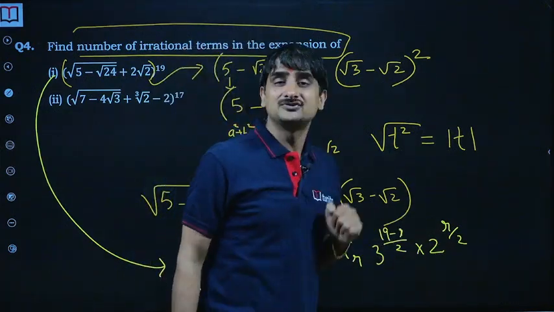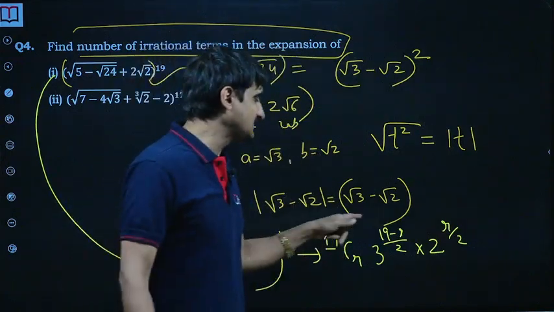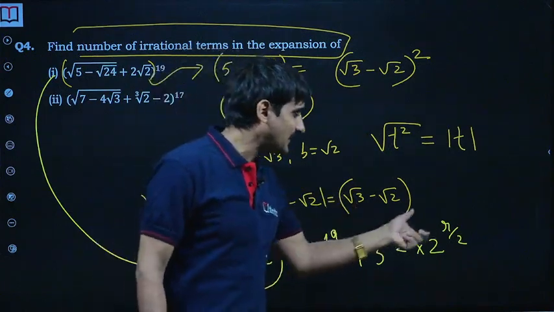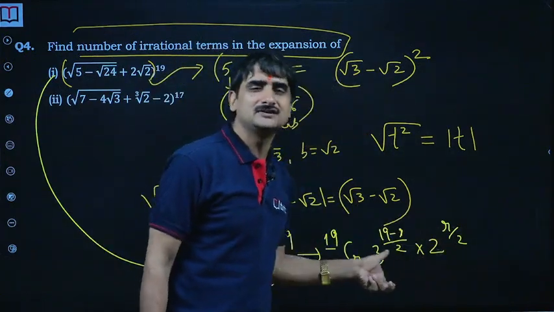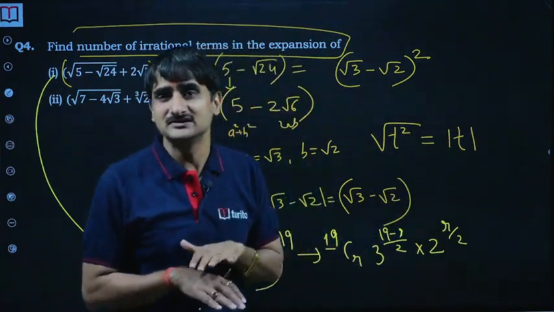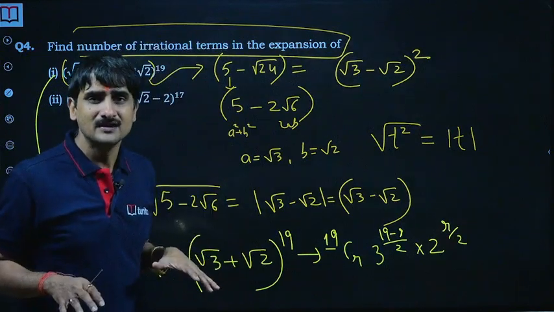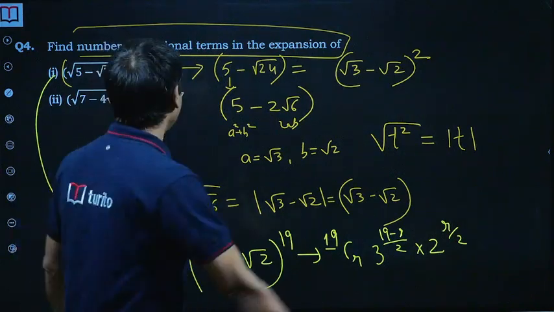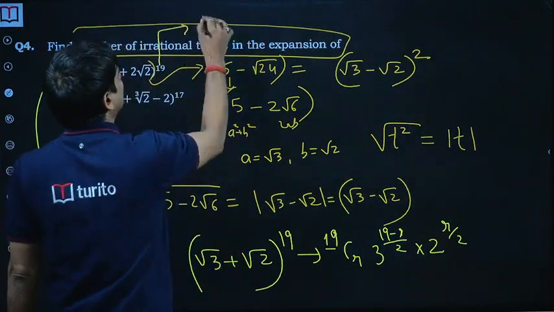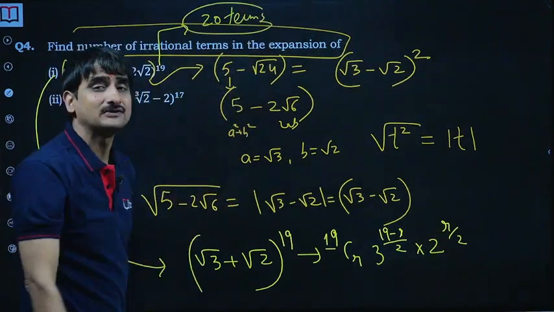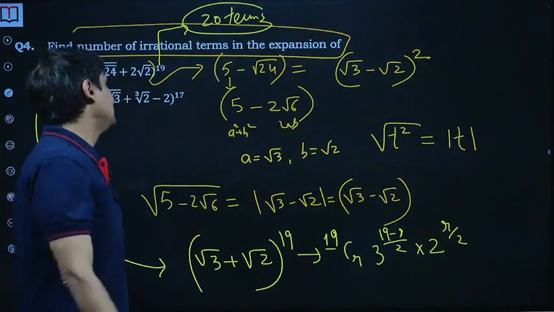So that means R should be even. But if R is even, 19 minus R is odd for sure, so it can't be a multiple of 2. So if I ensure that this term is an integer, this won't be an integer; this will be an integer, this won't be an integer. That means in this expansion there is no term which is a rational number. All the terms are irrational numbers. So how many? There are 20 such terms. In any binomial expansion we always have n plus 1 terms. Okay, so 20 such terms.